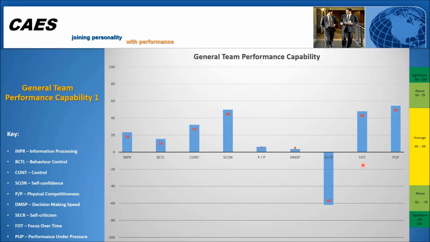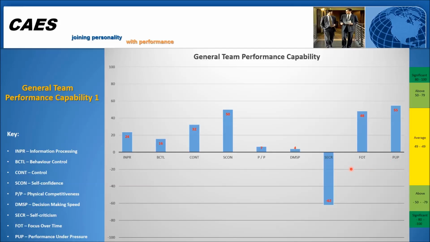Our next score relates to focus over time, and this is the ability of our people to maintain focus on a task for extended periods of time. And our final score relates to performance under pressure and how well our people will perform when the pressure is on and they're under stress.